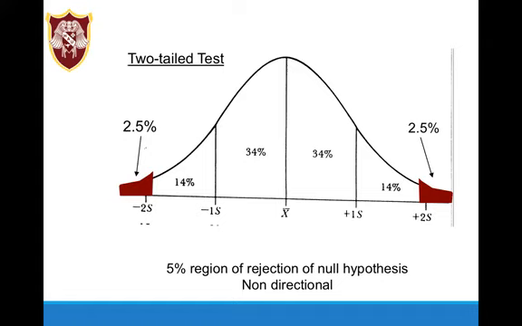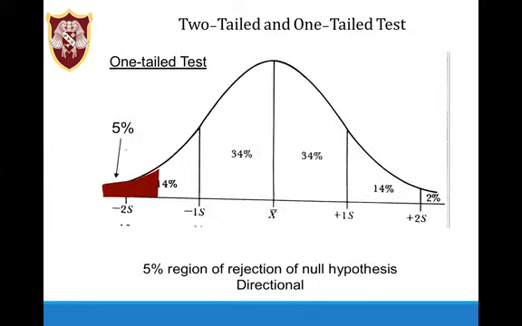So this figure here shows the 5% region of rejection of the null hypothesis that is non-directional. So this is for a two-tailed test, wherein the regions of rejection are on both extreme sides of the distribution. And then for a one-tailed test, we have here the 5% region of rejection of the null hypothesis that is directional.